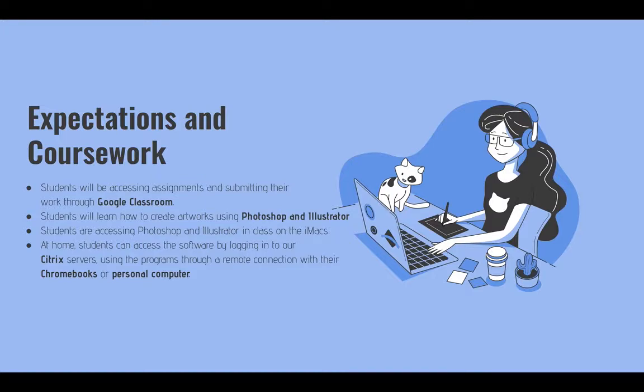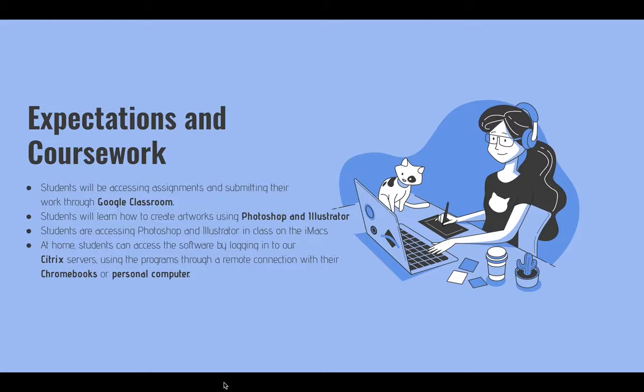Students will be accessing their assignments and submitting their work through the Google Classroom platform. Students will be learning how to create artworks using first Illustrator to start the semester off, and then moving back into Photoshop. We'll learn how you can work between the two pieces of software, and then end the semester working back in Photoshop, learning some more advanced skills, building off of what they have previously learned in Digital Art 1.